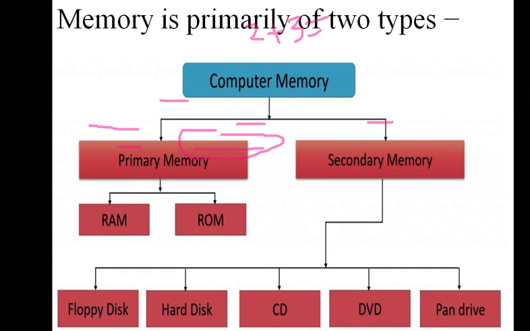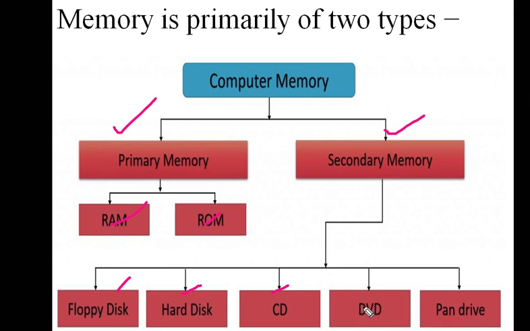In this memory we have two types. One is primary memory, another one is secondary memory. In primary memory, again we divide into RAM and ROM. Secondary memory comes under floppy disk, hard disk, CD, DVD and pen drive. These all come under secondary memory, meaning external storage devices, and internal storage devices are RAM and ROM. So the internal storage device we can call primary memory, and the external device we can call secondary memory.